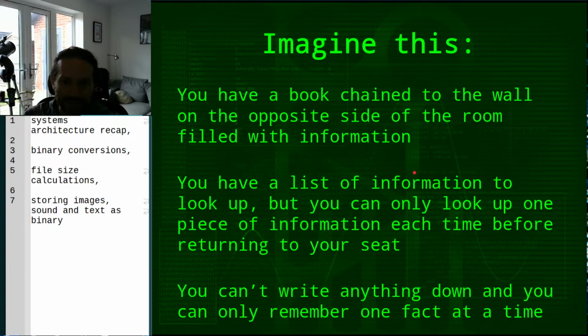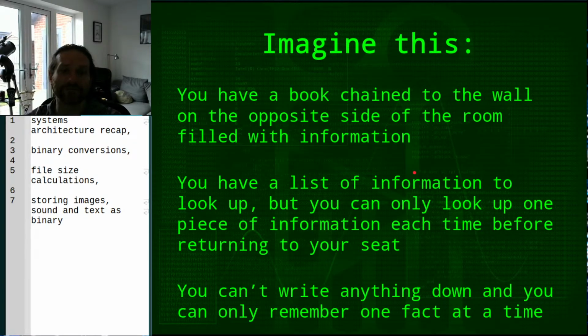It's obviously going to take you a long time. If you've got 100 things to look up, you've got to get up out of your chair, walk across to the opposite side of the room, grab the book which is chained to the wall, look up the thing that you have been tasked to look up, grab that bit of information, remember it, come all the way back to your chair and then do something with it. And then, if you're asked to look up the same piece of information again, you have to get up again and go all the way over to the other side of the room again before you can go back and do anything with that information.